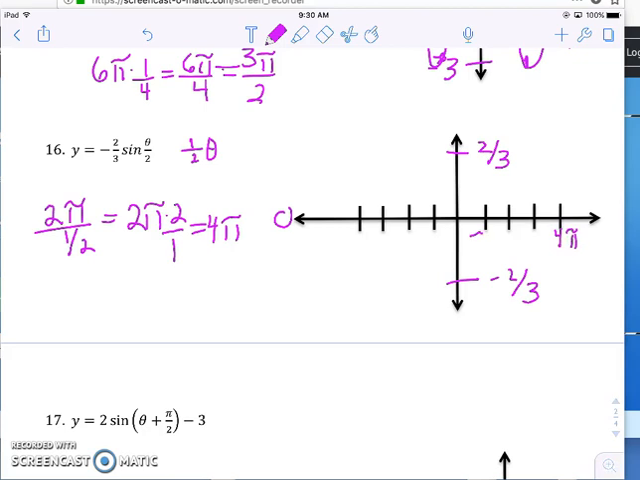So that means we're counting 1 pi, 2 pi, 3 pi, 4 pi. Sine starts in the center and it's a negative, so it goes down, middle, high, middle, high, middle, down, middle.